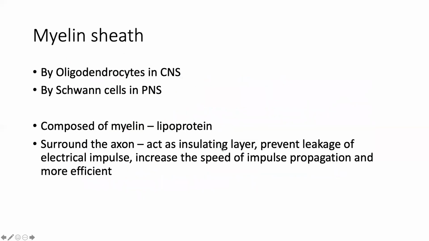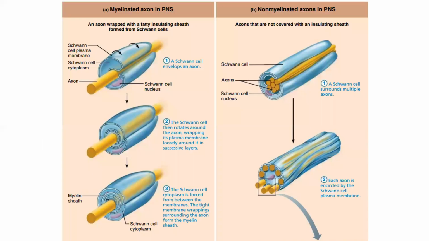So the myelin sheath, why do we need the myelin sheath? It is composed of myelin, which is lipoprotein. It surrounds the axon. We have seen that already. It acts as an insulating layer for the axon. It prevents the leakage of the electrical impulse running in the axon, and it increases the speed of the electrical impulse propagation and makes it more efficient.